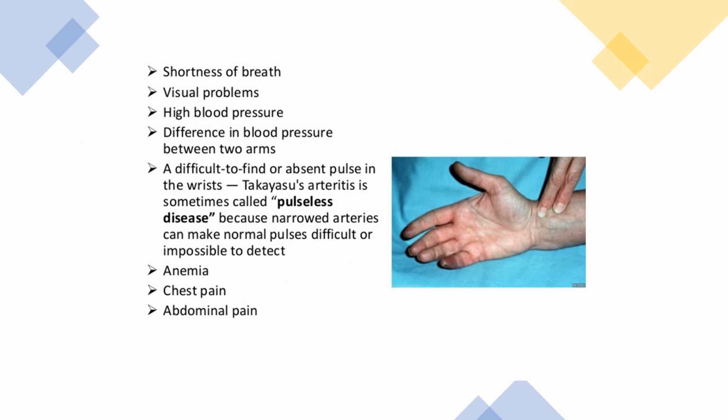The symptoms of this disease are shortness of breath, visual problems, high BP, difference in blood pressure between the two arms, and a difficult to find or absent pulse in the wrist. Takayasu arteritis is sometimes called pulseless disease because narrowed arteries can make normal pulses difficult or impossible to detect. Also anemia, chest pain, and abdominal pain. So these are all the symptoms of Takayasu arteritis. Guys, please remember them.